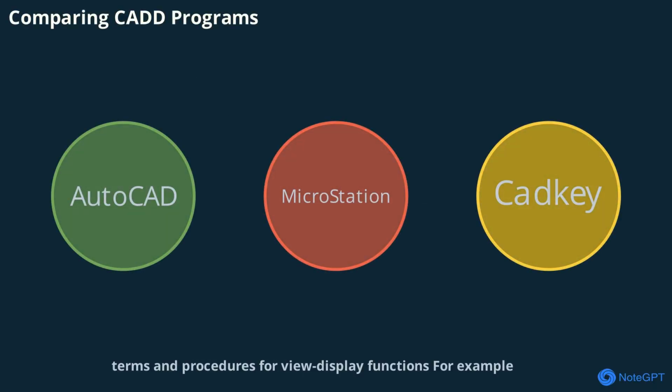Different CADD programs use unique terms and procedures for view display functions. For example, AutoCAD uses commands like zoom all and pan. MicroStation uses fit view and pan view, while CADKey uses view, zoom auto and view pan. Despite these differences, the core concepts remain the same. Understanding these variations helps you adapt to different software environments with ease.